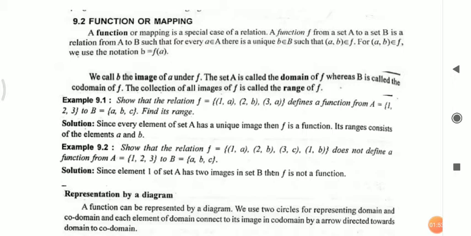Now next, in 9.2, what we are given is a function f such that 1 has image a, 2 has image b, 3 has image c, and 1 has image b. So you are saying that 1 has images a and b, so 1 does not have a unique image, hence this example is not representing a function. Now we are saying representation of a function by a diagram.